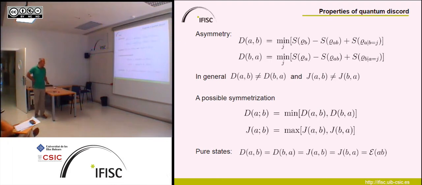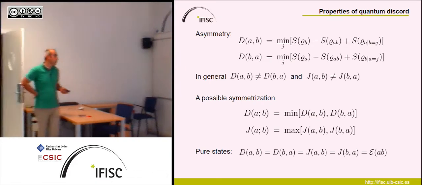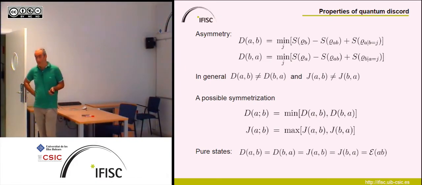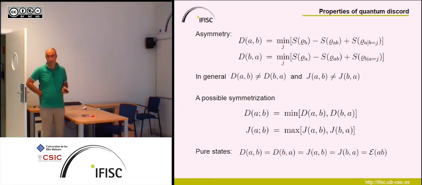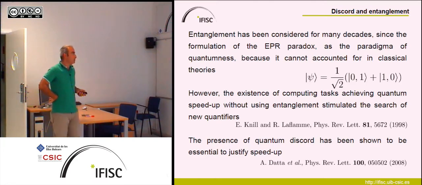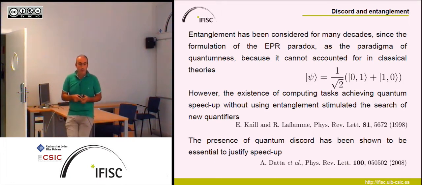So I was saying that in the case of pure states, it is easy to show that the discord is symmetric, J is symmetric, and they are equal to each other, and they are also equal to the entanglement between the parts A and B. I said at the beginning that up to 10 years ago, entanglement was considered the only indicator of quantumness of a system. And then people started to think about other quantities.